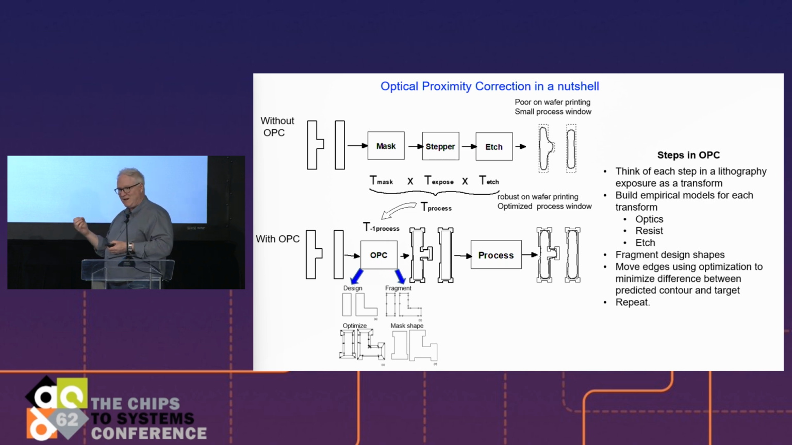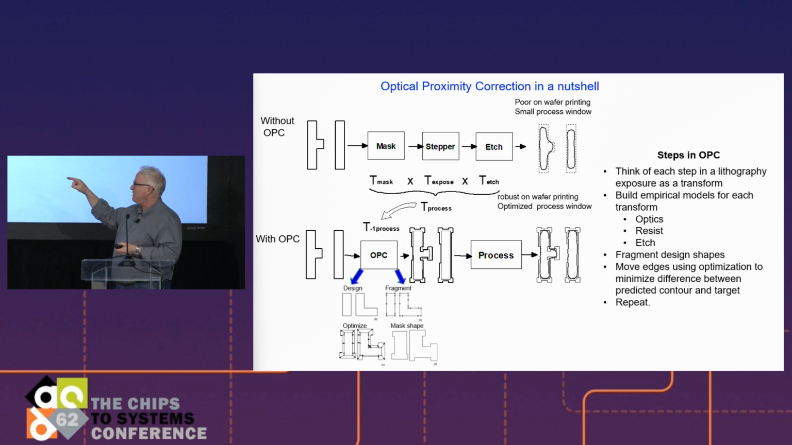You're going to fragment them into vertices and edges, and then you're going to build two models. An optical model, which is the most physical thing. Think of a Fraunhofer diffraction model. And the second thing is a resist model, that's an empirical model.